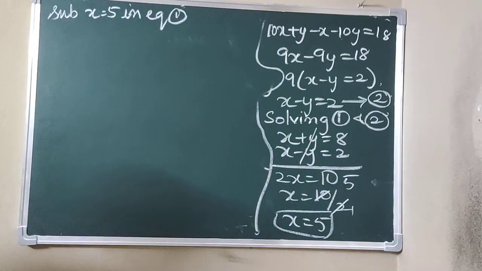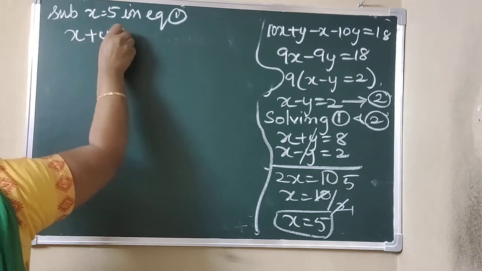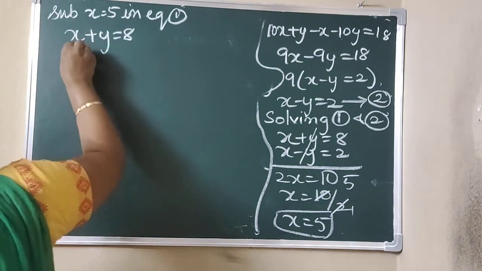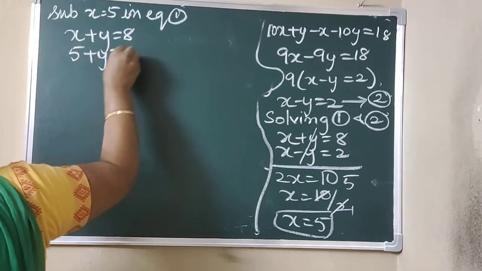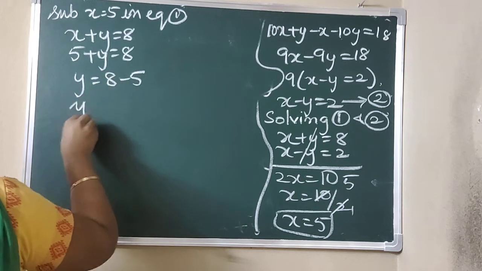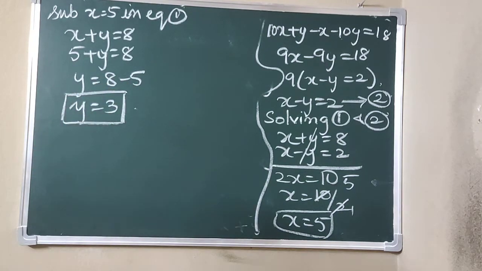So what is equation number 1? That is x plus y is equal to 8. So in place of x we have to write 5. So 5 plus y is equal to 8. So y is equal to 8 minus 5. y is equal to 3. So we got the x value as 5 and the y value is 3.